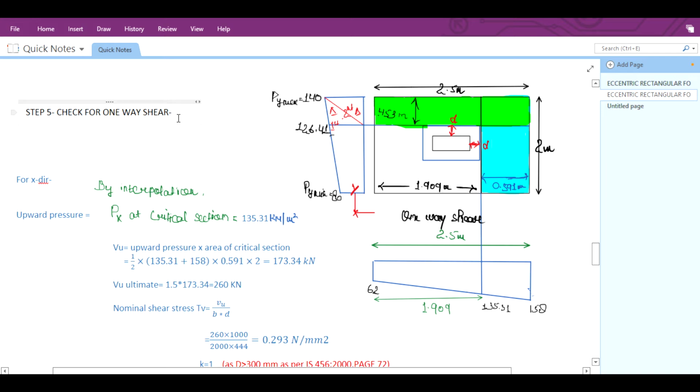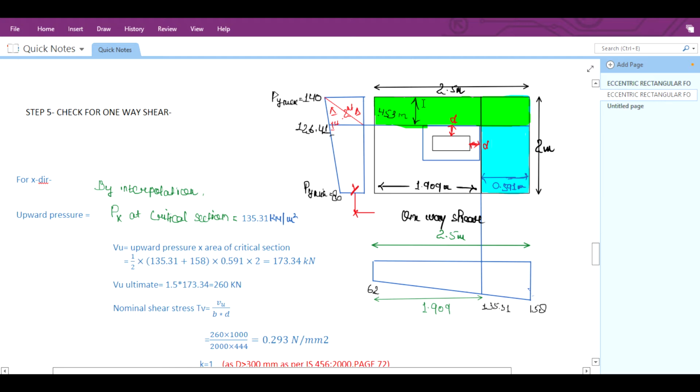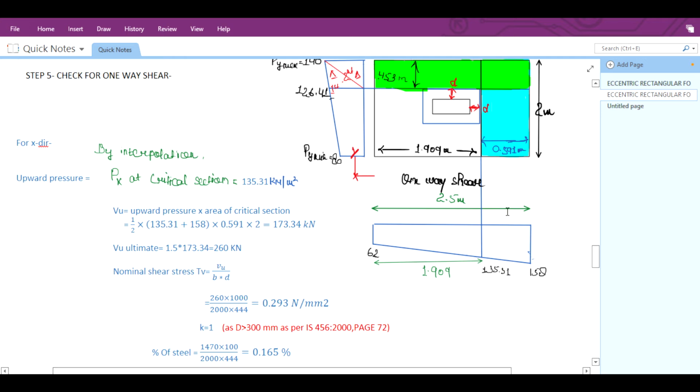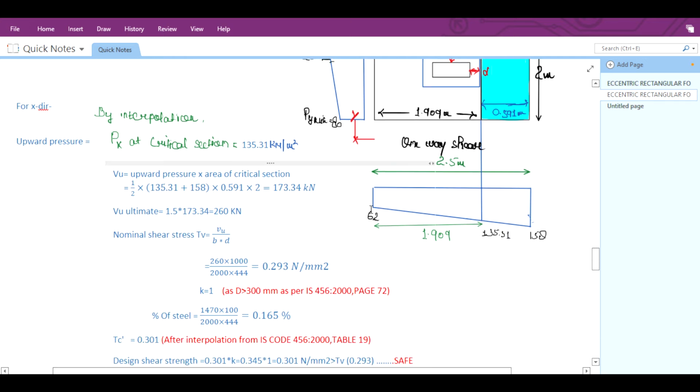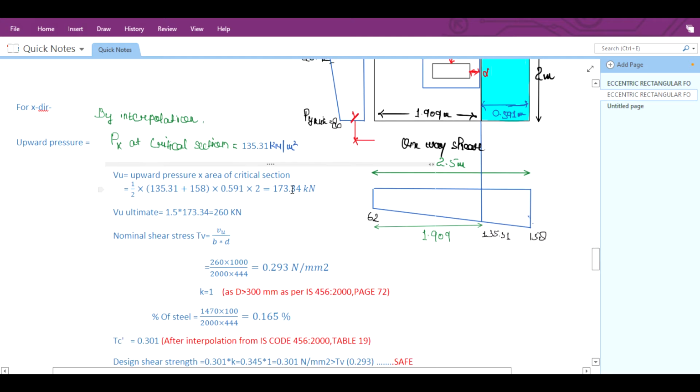First we will find for the x direction, after that we will find for the y direction. By interpolation you can again use the same method for the calculation of net upward pressure at the critical face in both the directions. So px at the critical section is 135.31. You can find it from the same method: at 0 it is 62, at 2.5 it is 158. So at 1.909, what is the value of px at critical? It is 135.31.